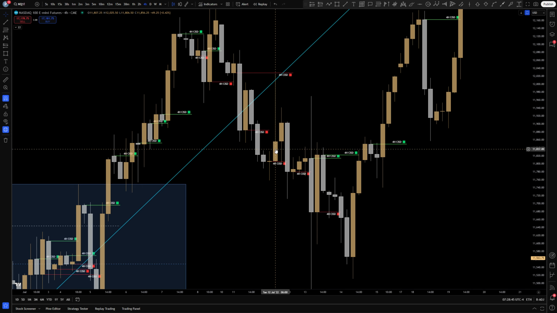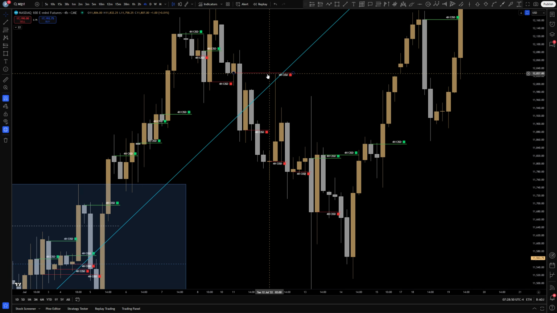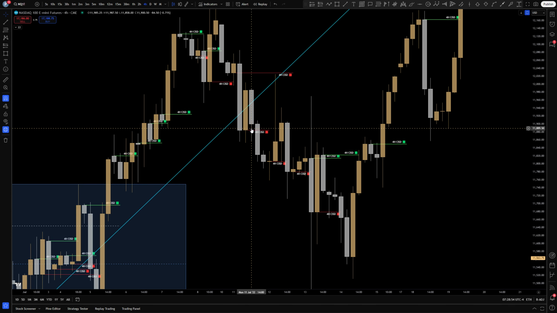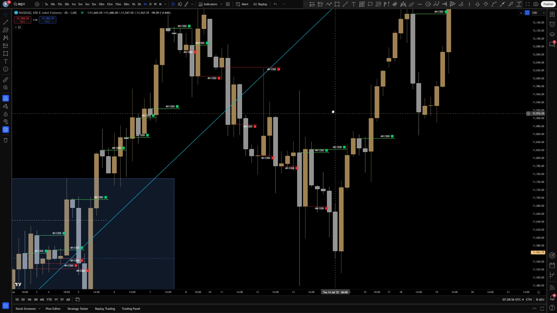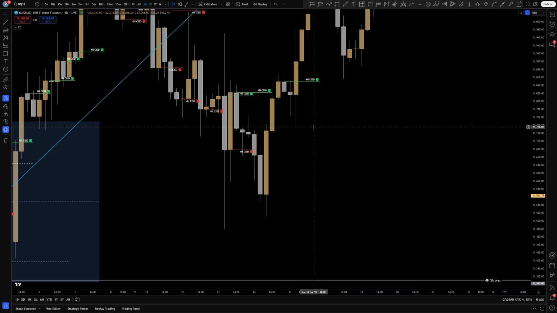So, it has an attempt here, it goes right through this one to have another attempt to get back up there. You have to be careful when there's a completely unmitigated, untouched order block above another one. Okay, just be a little bit cautious. But yeah, you can get trades out of these, and we're going to look at this in much better detail.